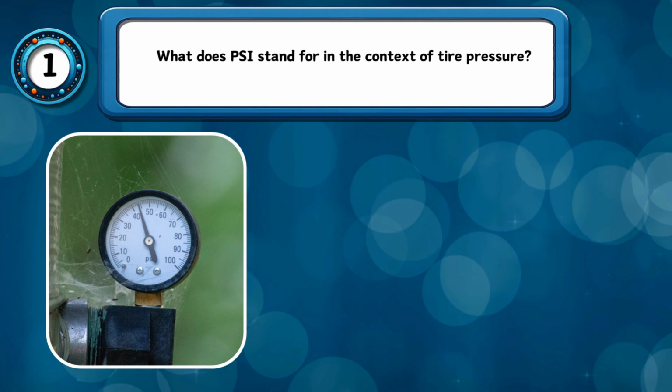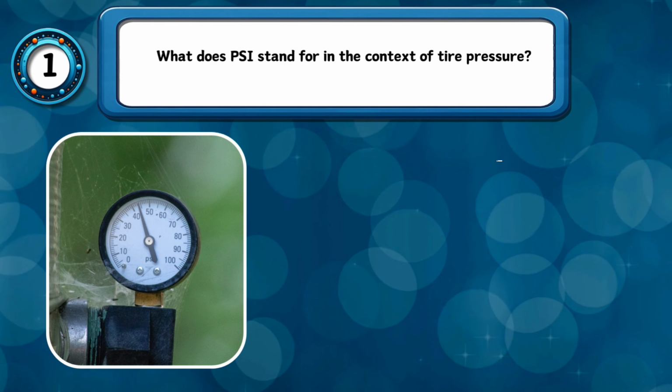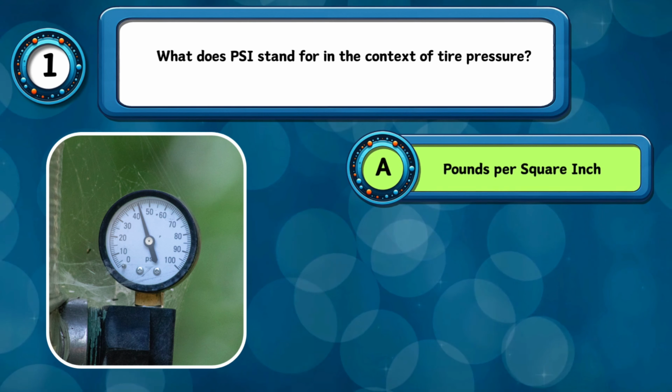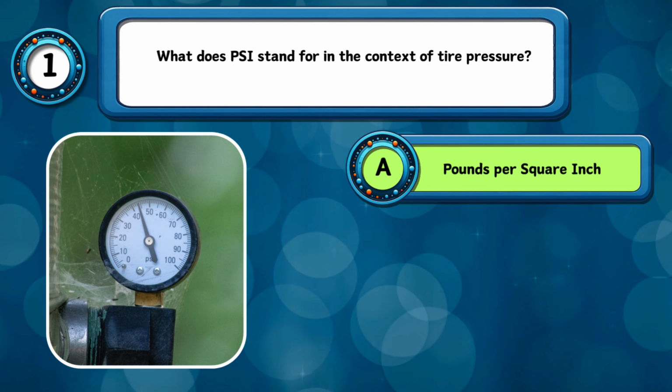Question 1. What does PSI stand for in the context of tire pressure? A. Pounds per square inch. B. Pressure system indicator. C. Power steering integration. Correct answer is A. Pounds per square inch.